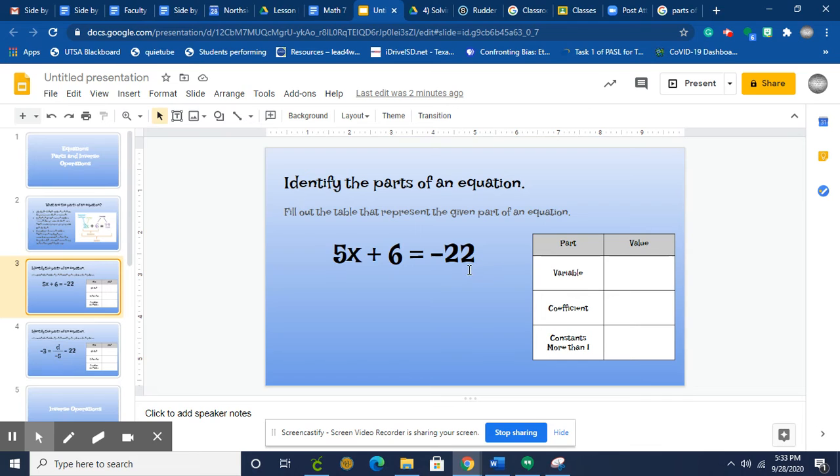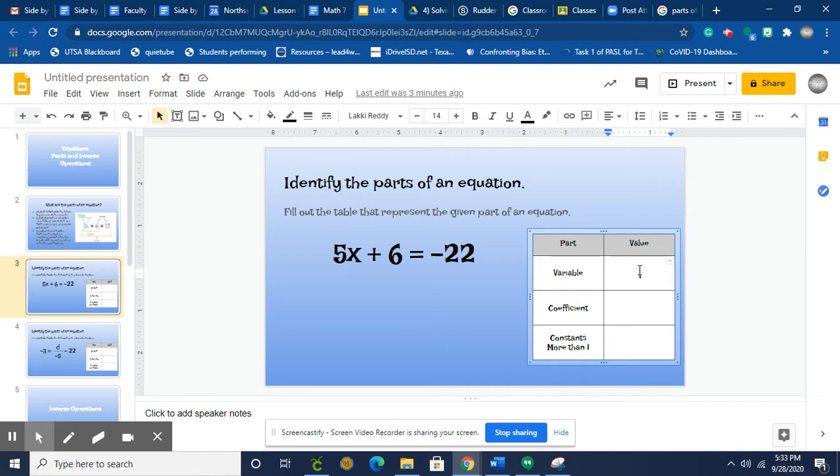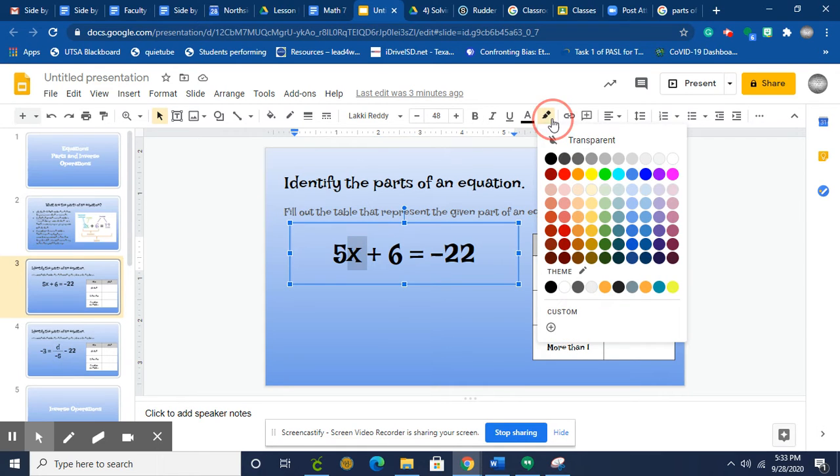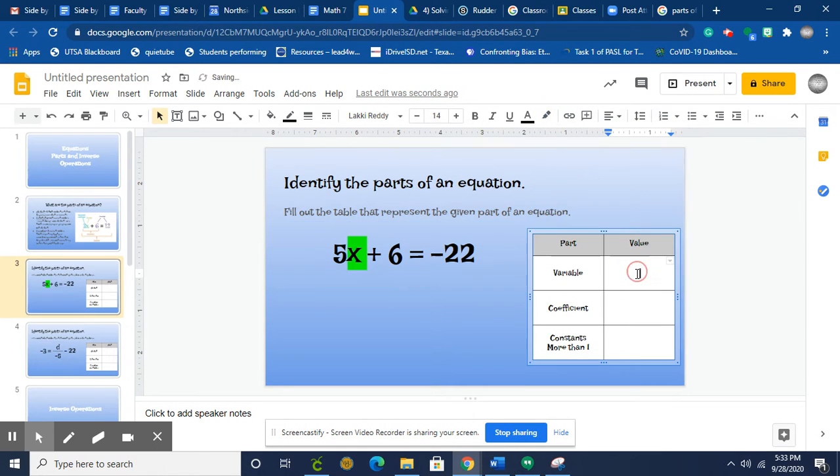So in the table, I want to fill out, well, what do I see? What do I know about this equation? What I see about this equation is that it has a variable, the letter x, right? We said that's going to be our variable here. So let me highlight it. Let's go with green. Okay, so our variable is the letter x.